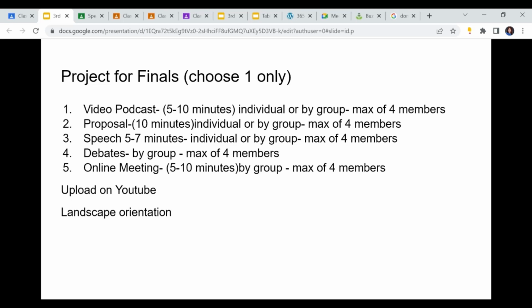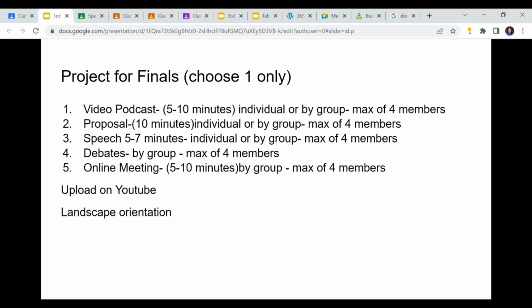Okay, so in your proposal, you can also include the tree planting. You must include here the time and the budget. Also, the benefits of the project that you are proposing. Remember, this should be 10 minutes. And then everyone, if this is by group, everyone should be able to speak.